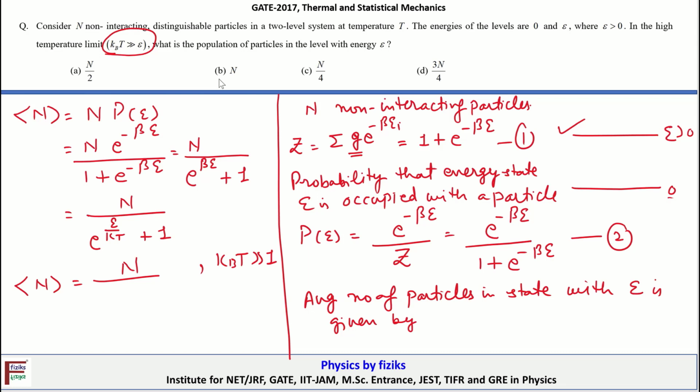In that case E by kT is going to have a very small value. So that means n upon 1 plus E upon kBT plus higher order terms we are neglecting, plus 1. To approximate how many particles will be in the energy state E, we can neglect the factor of E by kT at high temperature. Approximately, the number of particles in the energy state E is equal to n by 2. Therefore A is the correct option here.